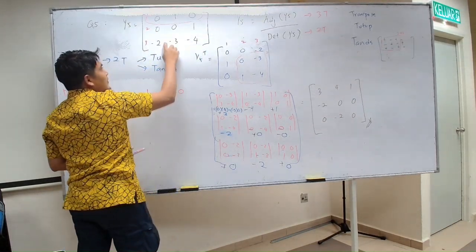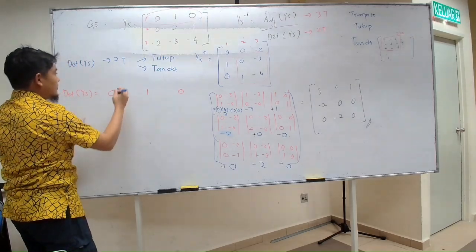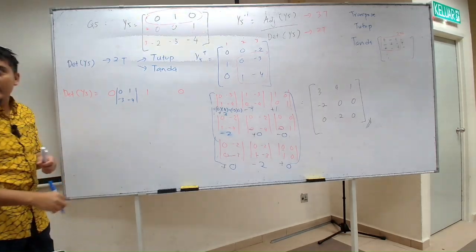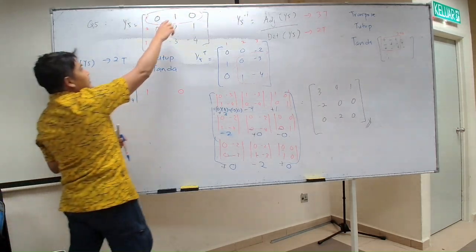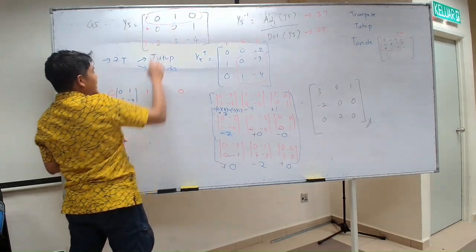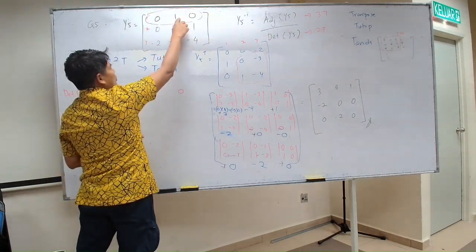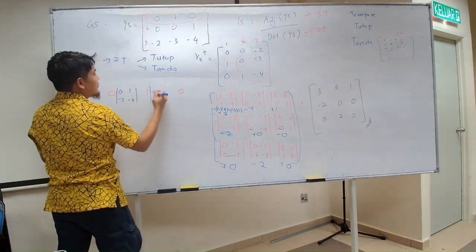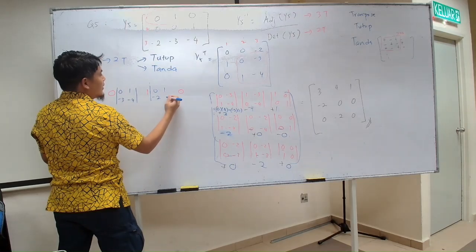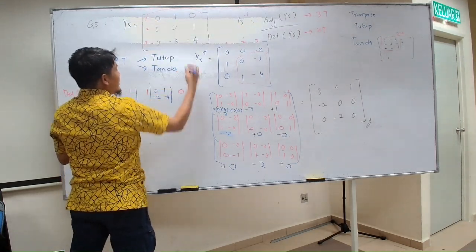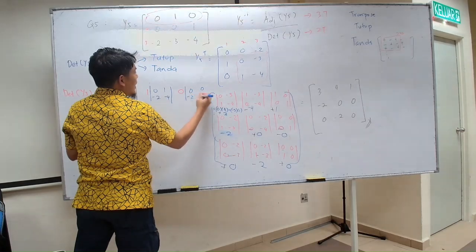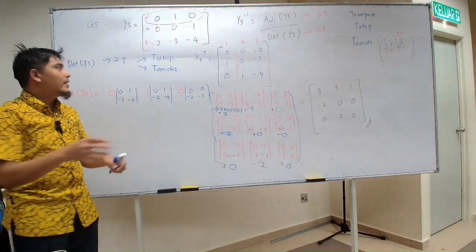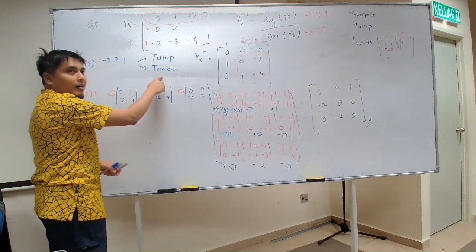What is the number left? This thing, is it? 0, 1, negative 3 and negative 4. Okay? And then after that, this is the second number. Since this is 1, we need to tutup this one. What is remaining is 0, 1, negative 2 and negative 4. And finally, 0, 0, negative 2 and negative 3. Okay. And then finally, we need to apply the tanda.